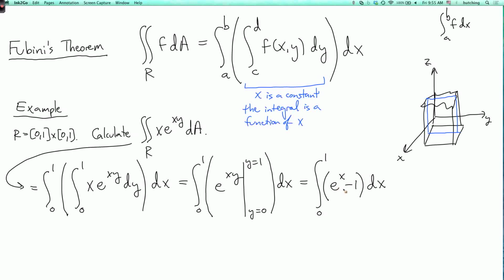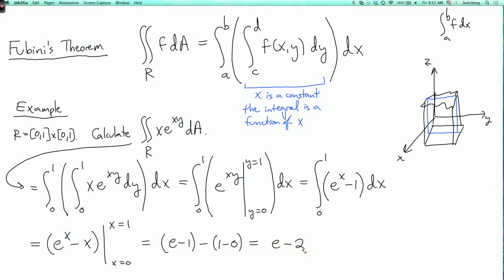And now we integrate this over x, which you can do very easily. So this is e to the x minus x, evaluated at x equals 1 and x equals 0. At x equals 1, I get e minus 1, and at x equals 0, I get 1 minus 0. And so the final answer is e minus 2.